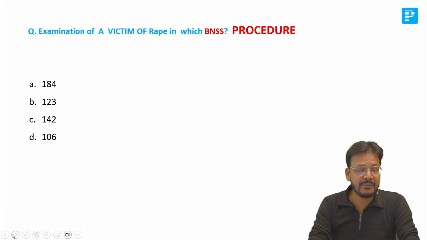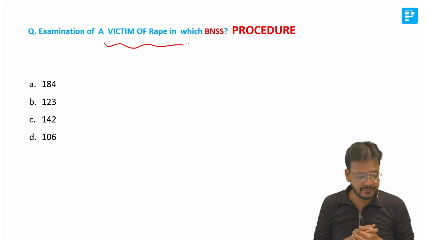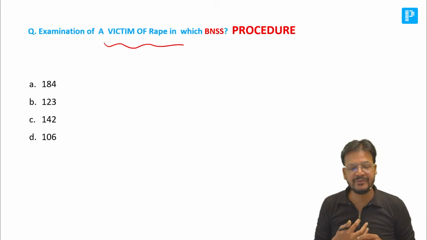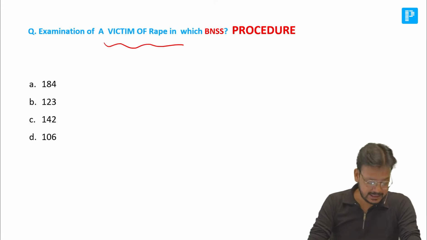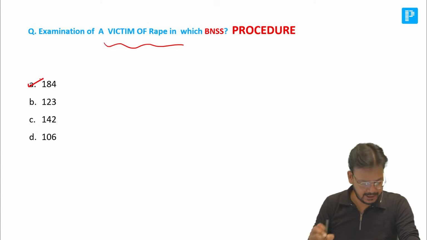Examination of a rape victim comes under which BNSS section? Tell me. Which BNSS? It's a very important one because the doctor examines the rape victim with consent. Which BNSS? It is 184.